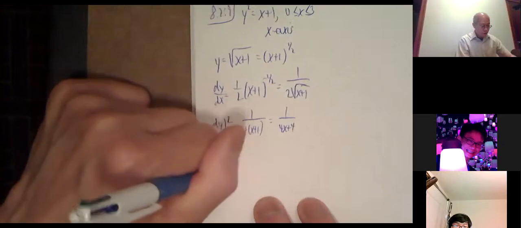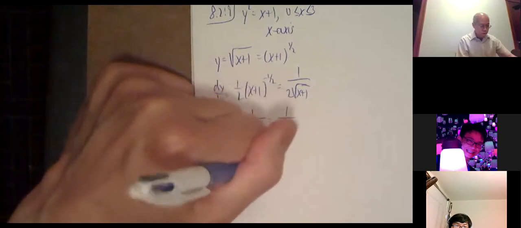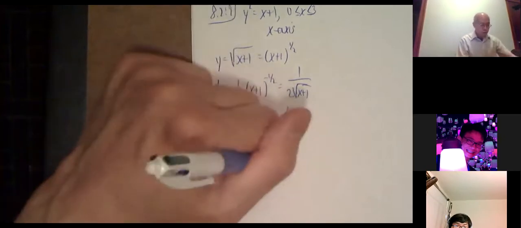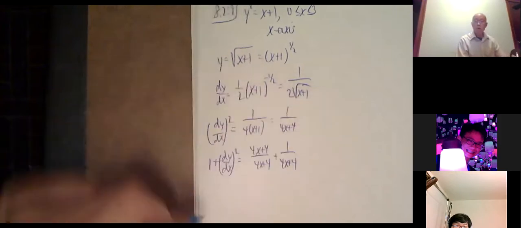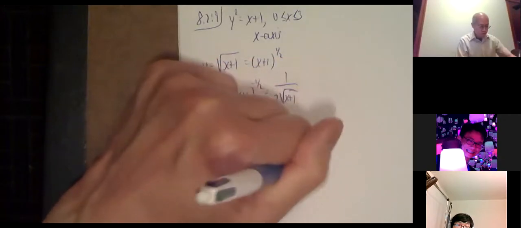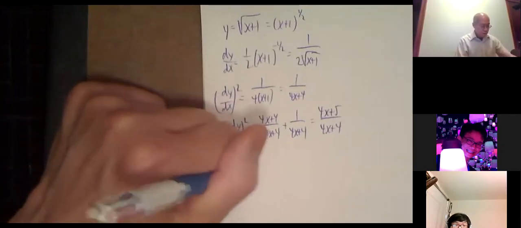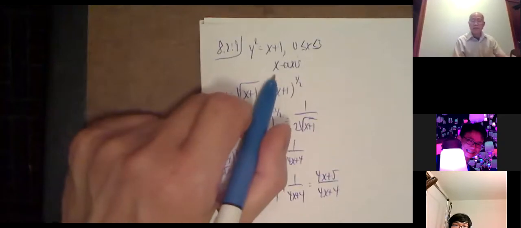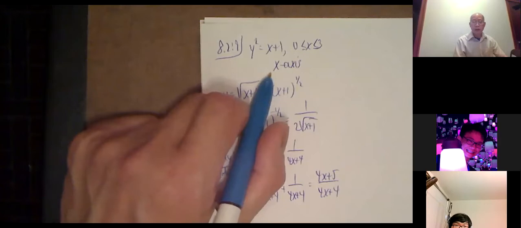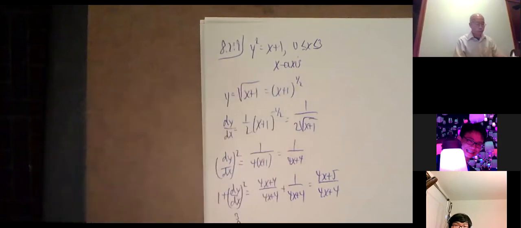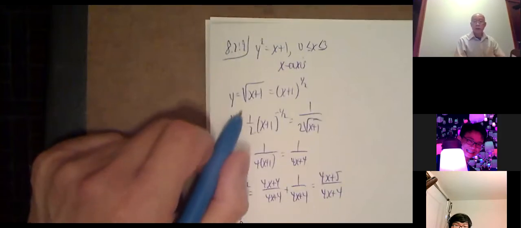Then 1 plus dy dx, quantity squared, is 1 plus 1 over 4x plus 4. So that looks like 4x plus 5 on top. Okay, so surface area is integral from where to where? 0 to 3, 2 pi. If I spin it about the x-axis, it's 2 pi y. If I spin it about the y-axis, it's 2 pi x. We said that before, right? So 2 pi y, and y is this thing.